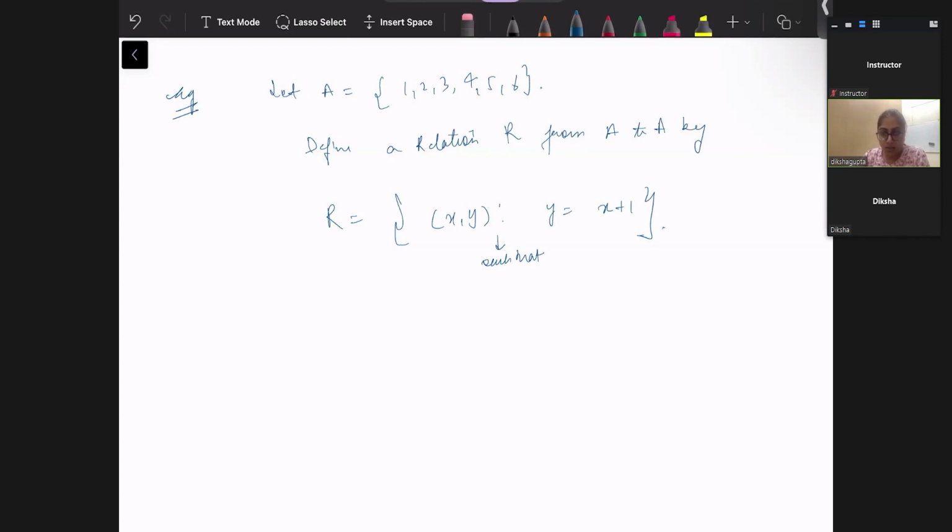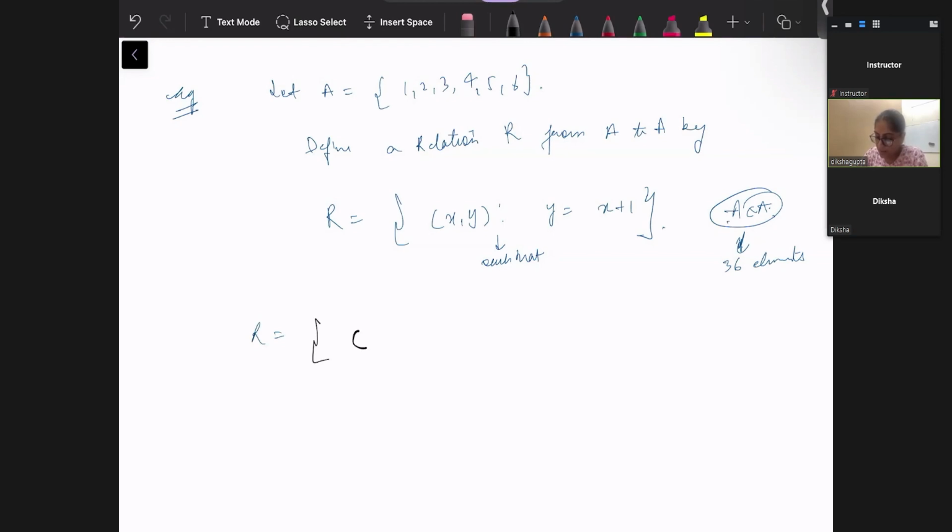Okay? So just try to see what all will be the elements. We don't have to write down what A cross A is first. A has 6 elements, so A cross A will have 36 elements. It's just not feasible to write all the elements. So just try to see what R will be.